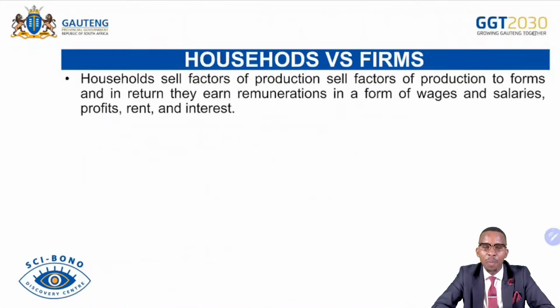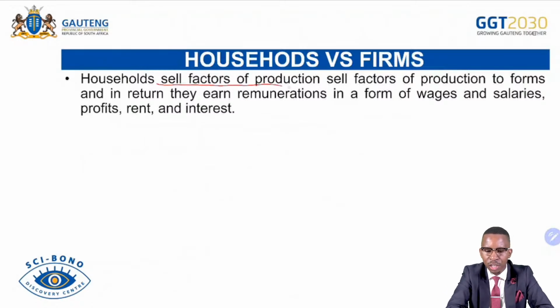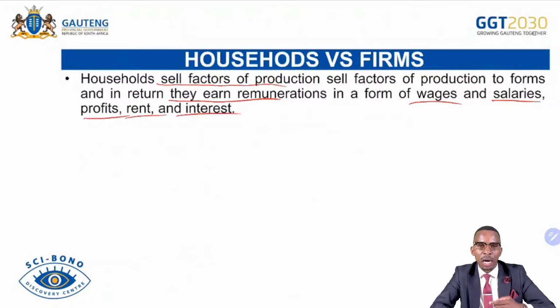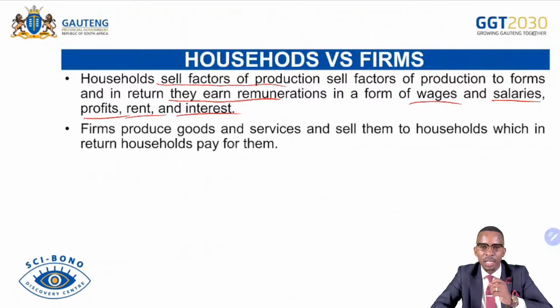So we talk about households and firms here. We know that households sell factors of production to whom? To firms, and in return, firms pay for those factors of production in terms of wages, salaries, profits, rent, as well as interest. Like I've said before, households sell their factors of production to firms and the government, and then firms will be paying for those factors of production, paying remunerations. So that's what we call reciprocity.